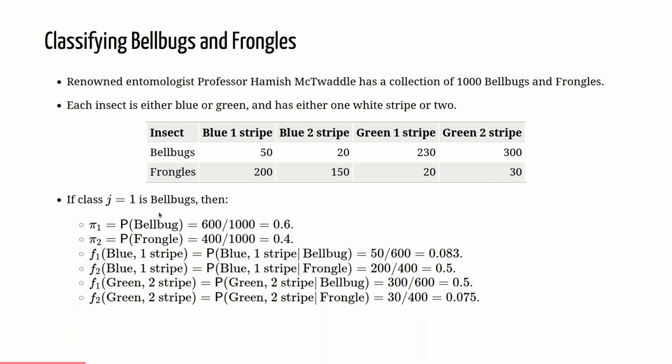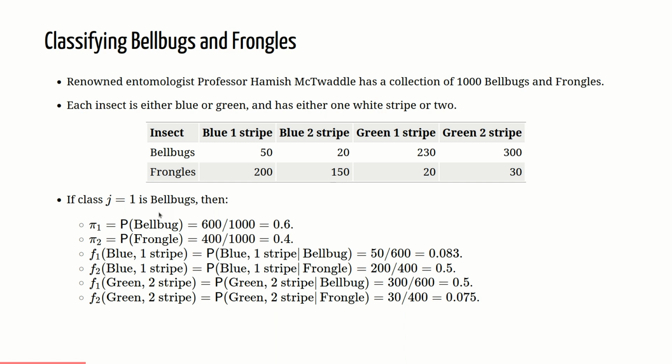So let's have a look at a very silly example. A renowned entomologist, Professor Hamish McTwaddle, has a collection of 1,000 bellbugs and frongles. These are insects, and each insect is either blue or green and either has 1 stripe or 2. So there's 4 different possibilities: a blue 1 stripe, a blue 2 stripe, a green 1 stripe, or a green 2 stripe. And each of those insects can either be a bellbug or a frongle.